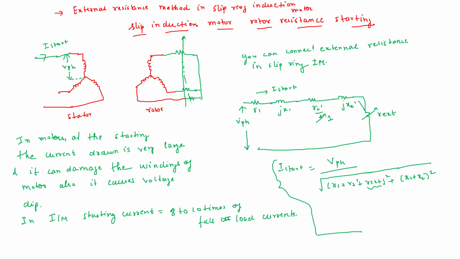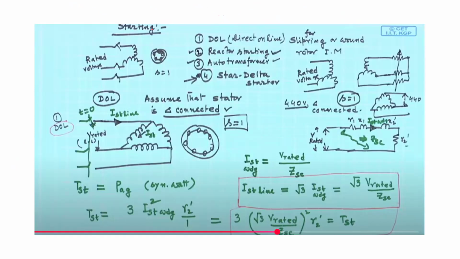Now we will see some general methods which you can apply to both the slip ring induction motor and squirrel cage induction motor. But this method is specific to slip ring induction motor. Okay. Now let us see those methods. So these are the methods which is called direct online starting, where you do not do anything. You just directly connect it to the rated voltage. That is called as direct online starting.